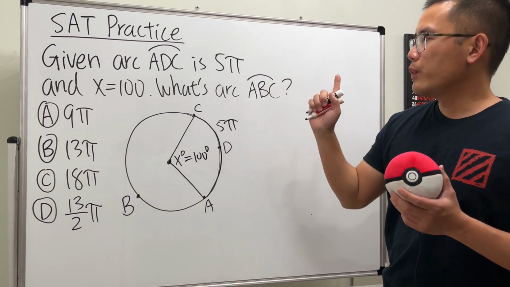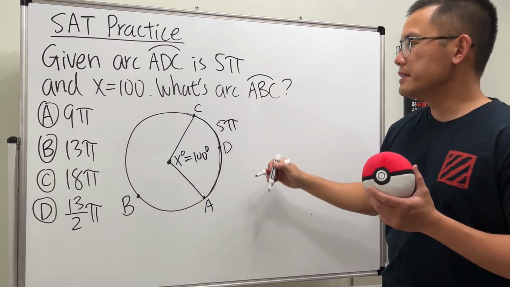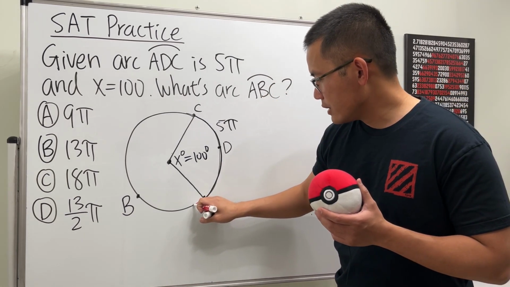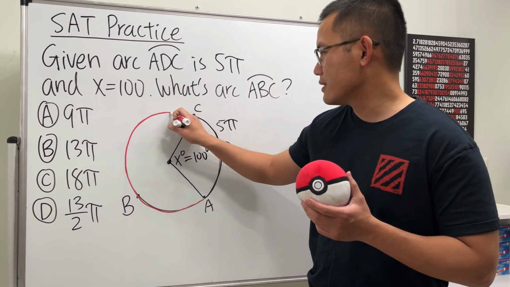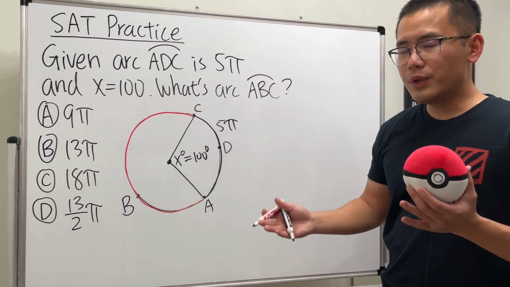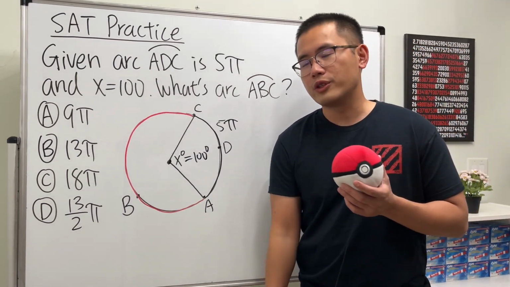Good. Now we are trying to find the arc ABC, so we are going to find the other portion of the arc of the circle, pretty much. It's like this right here. So how do we do it? Well, we can use ratio and proportion to help us out.